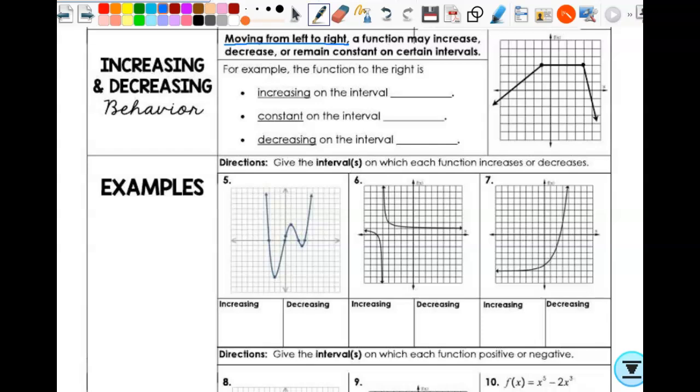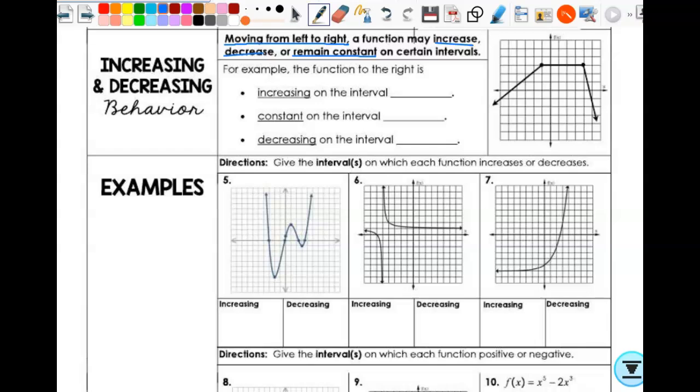So it says moving from left to right, a function may increase, decrease, or remain constant. So I'm positive that you've talked about that concept before when you've talked about these graphs, even in Algebra 1. When we're going from left to right on the x-axis, we're talking about what's happening with y. What I'm asking you about increasing, decreasing, remaining constant is what is happening with the y values. So moving from left to right, my y values are increasing, then they remain constant, then my y values decrease, right? But notice x is increasing the whole time because we're going from left to right. Make sense?